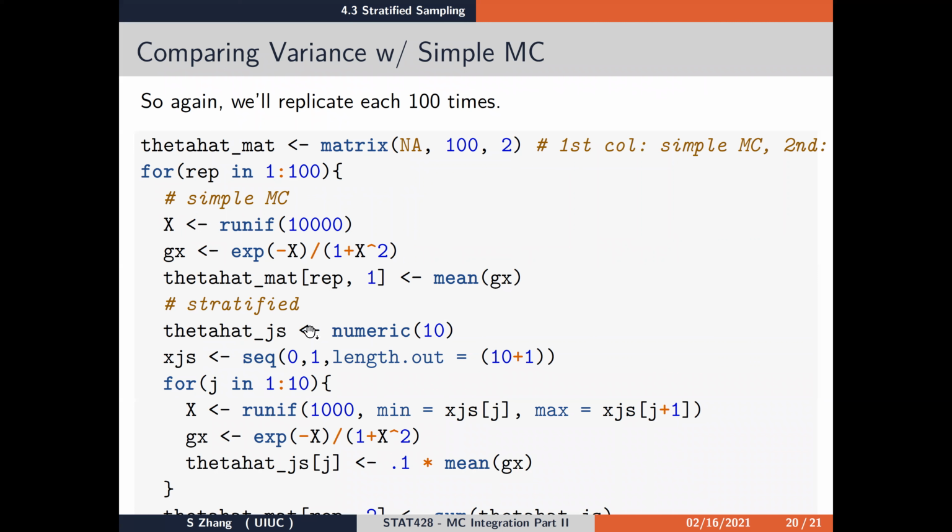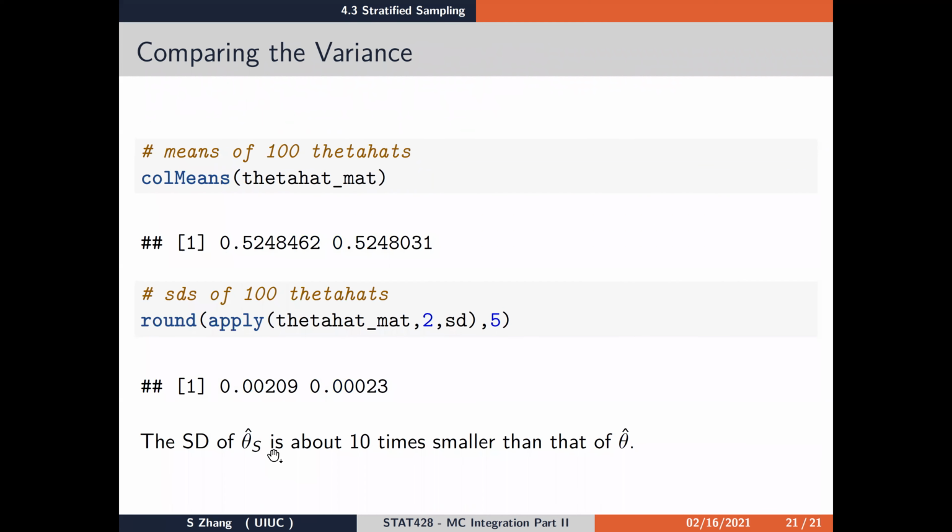Correspondingly, we do stratified sampling. We repeat what we did earlier. We did it earlier for just one replication, so we just want to feed it into the for loop and repeat it 100 times. Here we create a theta hat j's vector. We sum up the vector, which is the line that is highlighted over here, and that gives us what we should put into theta hat mat in column 2, which is the stratified theta hat. And let's compare the results.